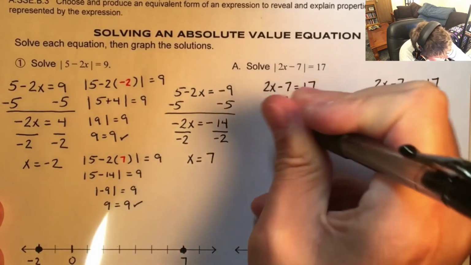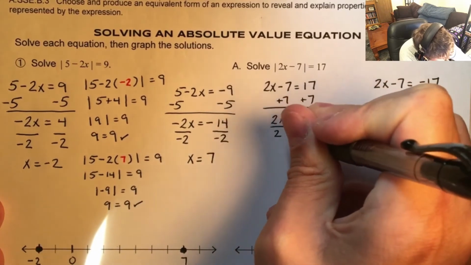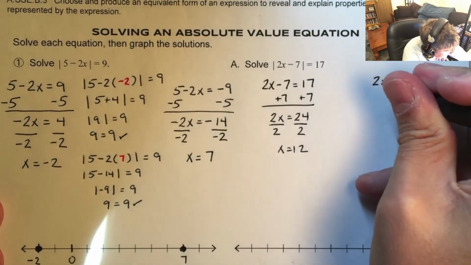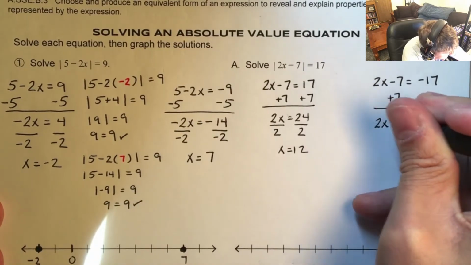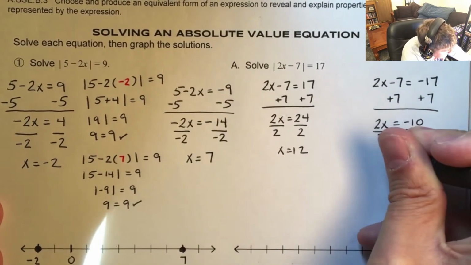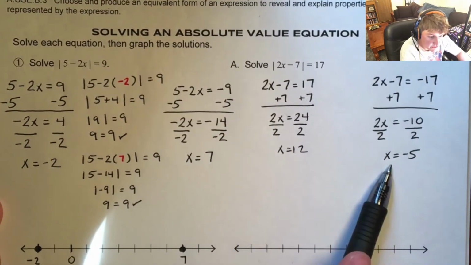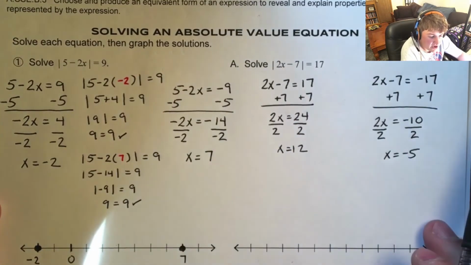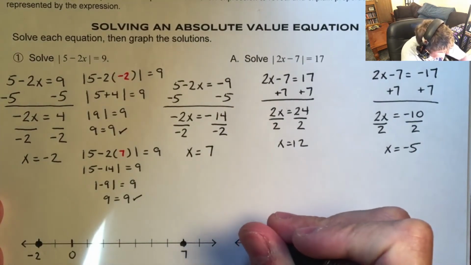Okay, so I add 7 to each side to get 2x is equal to 24. Divide by 2 to get x is equal to 12. And then this one here, I'm going to add 7 here. So I'm going to get 2x is equal to negative 10. And then divide by 2 to get x is equal to negative 5. So these are my 2 x values that are going to make this equation true. And so now I just need to see the graph. So let's just say that this here will be negative 5.